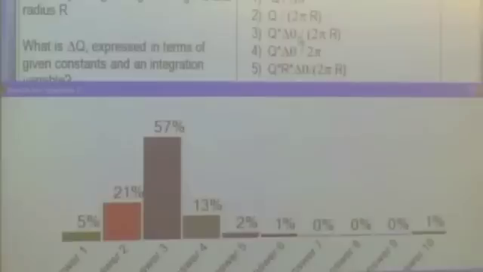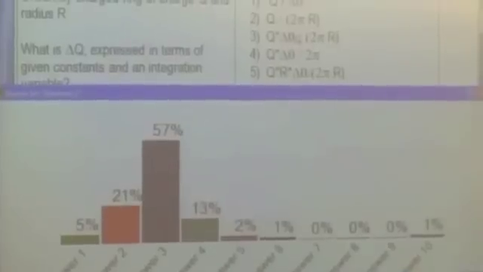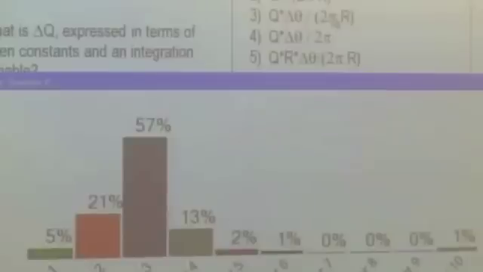3 looks like it should work, but not quite, because if you actually look carefully, the units don't work out. The units of delta Q should be just coulombs, right? So we have Q, which is in coulombs, times theta, which is in radians, which really isn't a unit, divided by 2 pi r, which is in meters. So 3 gives you coulombs per meter, and that doesn't work.